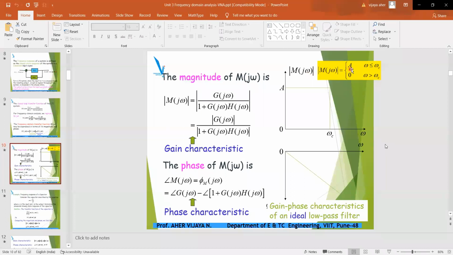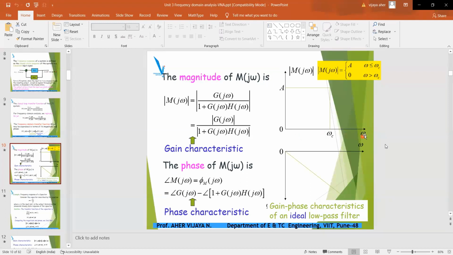M(jω) is equal to A. So M(jω) is equal to A. A is a constant, that is the amplitude of your circuit. So mod of M(jω) is equal to A. So I have taken the mod of M(jω) on the y-axis equal to A. A is here, when ω is less than or equal to ωc.